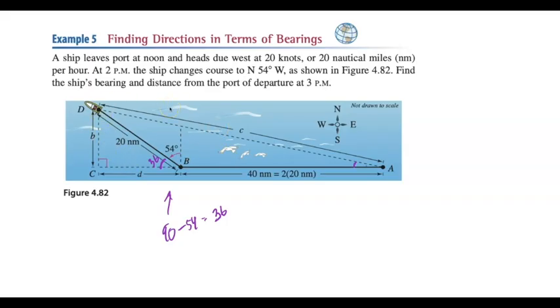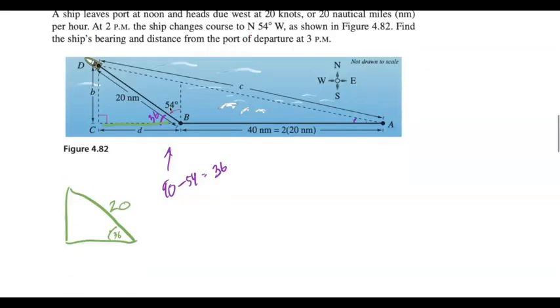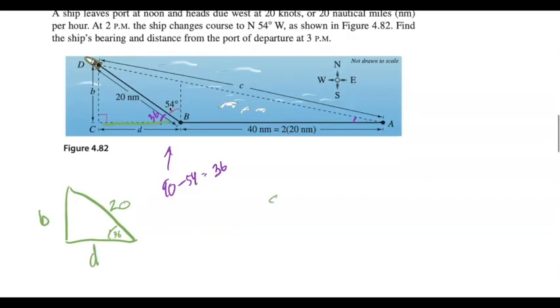Let's figure out what this side is. Remember, we have a little right triangle right there, where I know this is 20, this is 36. To save you some time, I want to figure out what b and d are, and that's just going to be Soh Cah Toa. If I want to figure out what d is, this is cosine. Cosine of 36 equals d over 20. And to figure out what b is, I'm going to do sine of 36 equals b over 20.